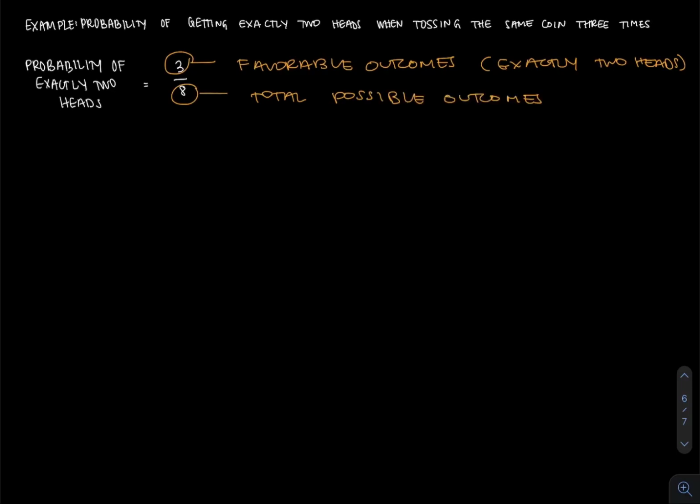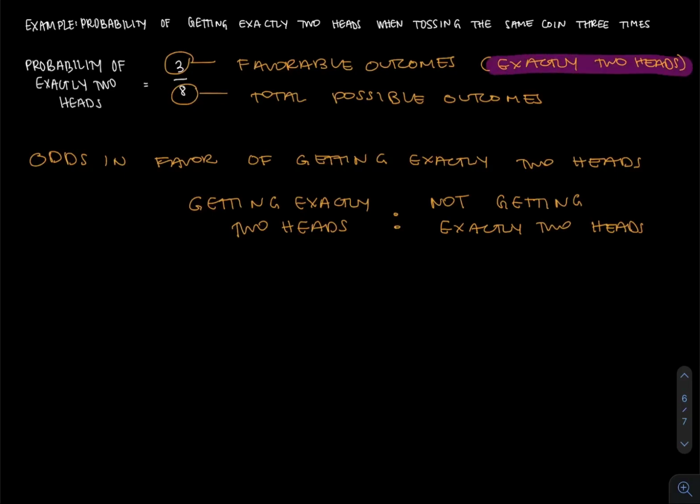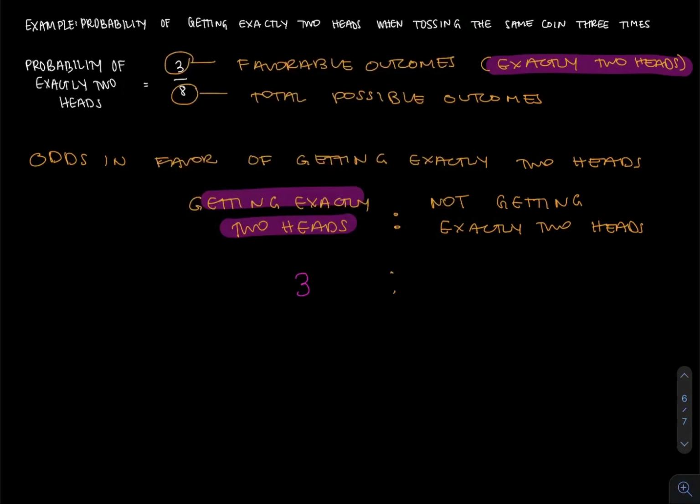If we want to know the odds in favor of getting exactly 2 heads when tossing the same coin 3 times, the first value we would write down is getting exactly 2 heads on the left, and we're going to compare that, as a ratio, to not getting exactly 2 heads. Well, notice getting exactly 2 heads is our favorable outcome. So on the left, we're going to have 3. And on the right, not getting exactly 2 heads.